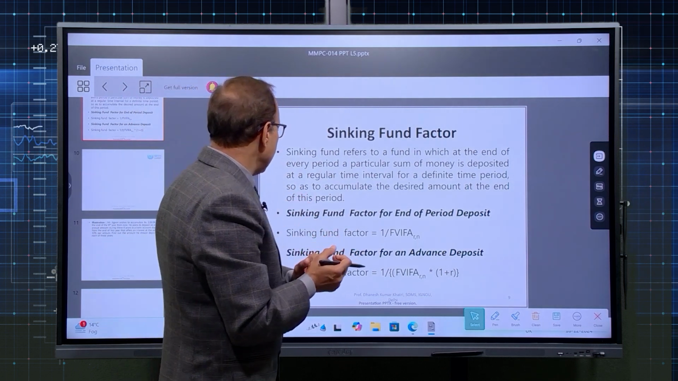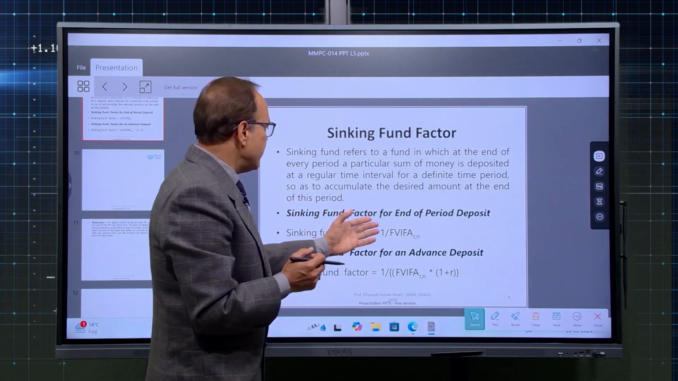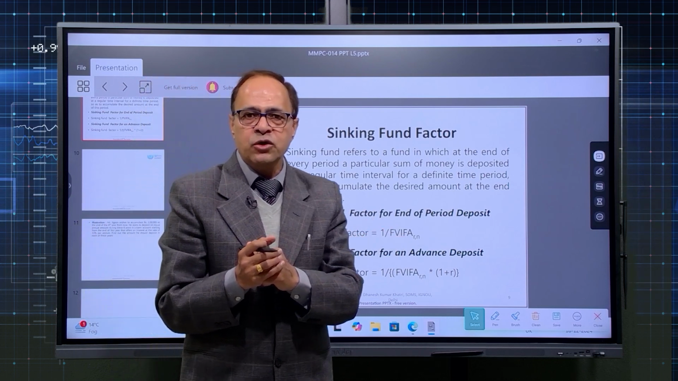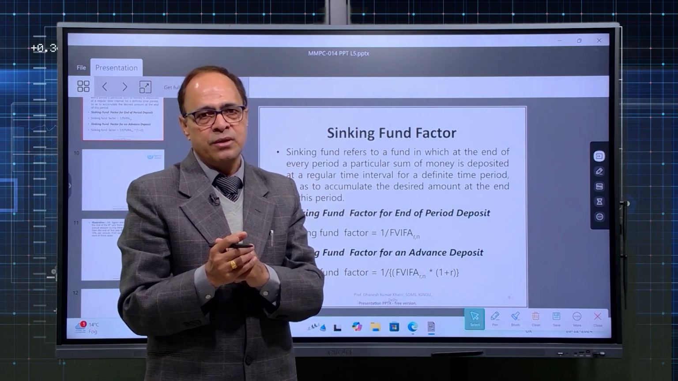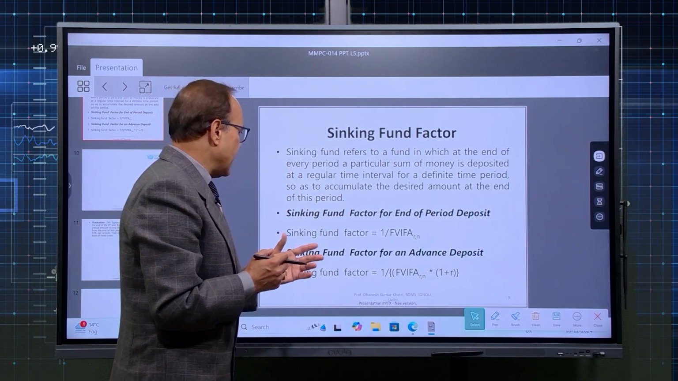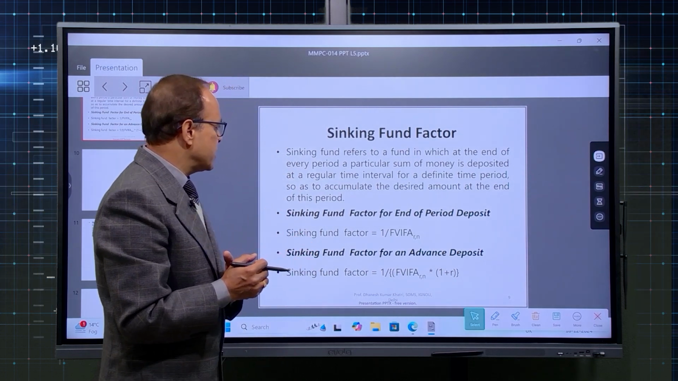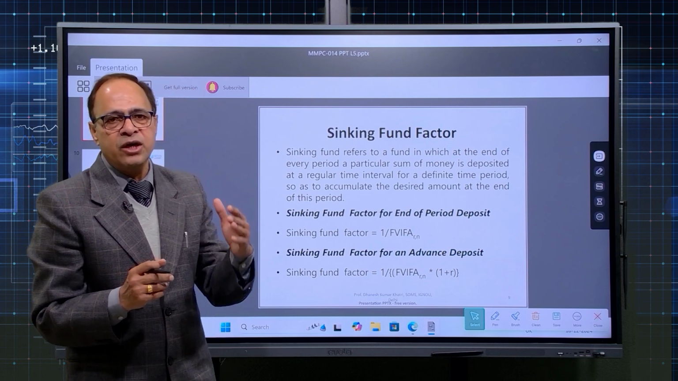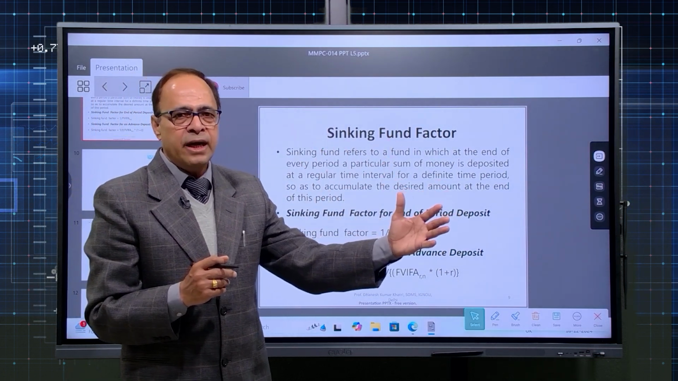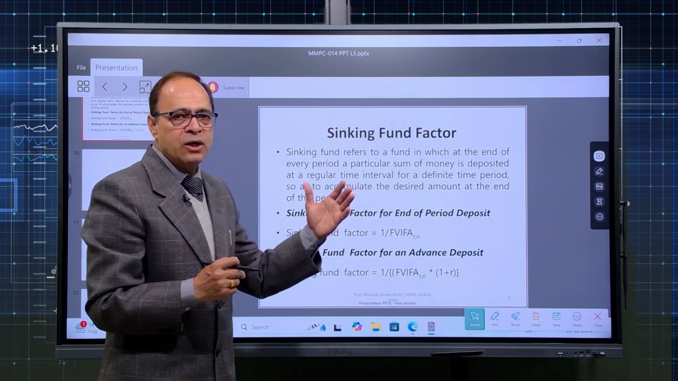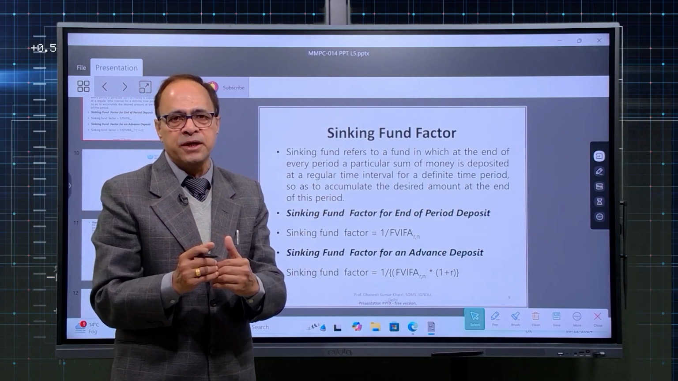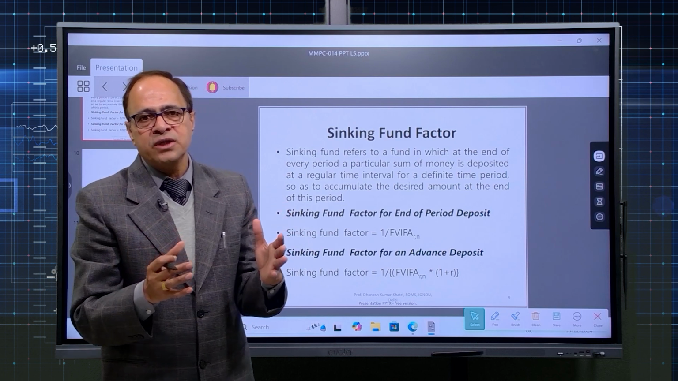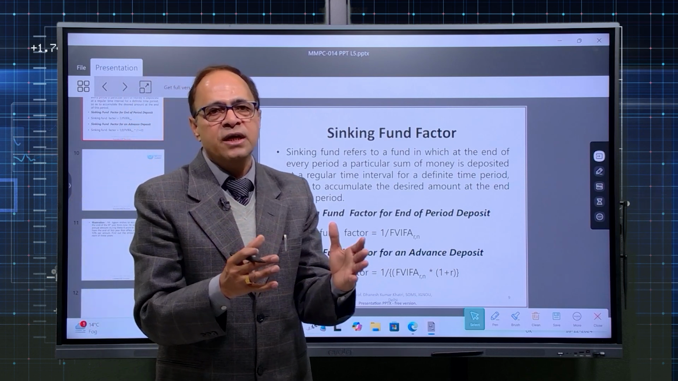So, sinking fund factor is simply 1 divided by FVIFA at a particular rate of interest for nth period. So, this is the way we can apply this one. The first formula is for the end of the period deposit, that means you will be depositing money at the end of every successive period, and the second formula is if you plan to deposit in the beginning of each period, then the second formula has to be applied. That means we are going in for the future value of an advance annuity.